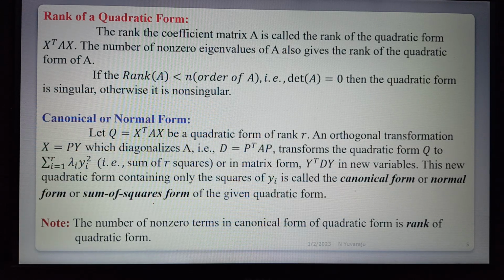When the quadratic form is converted to the normal form or canonical form, the number of non-zero terms in the canonical form is also called the rank of the given quadratic form. We have three methods for converting to canonical form; using any one method, the form is converted to the new form, which is only the sum of squares of the same variables. That is called the canonical form.